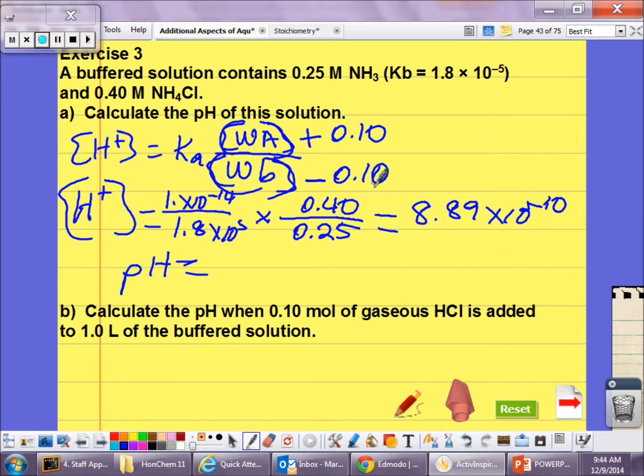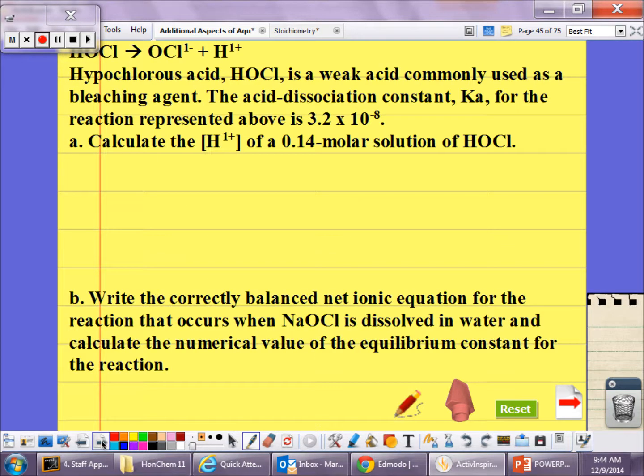Okay, so the first one was 9.1. And then the second one is 8.73. Okay, not bad. You are adding a strong acid. 8.73. Good job.